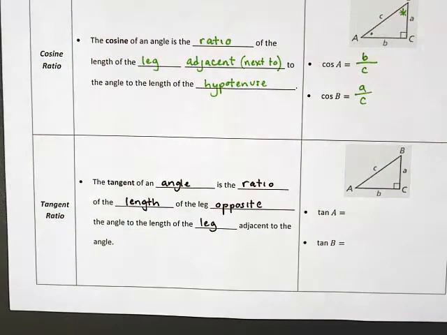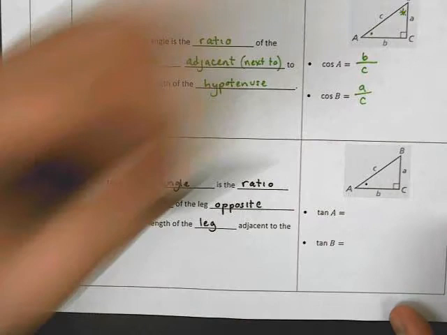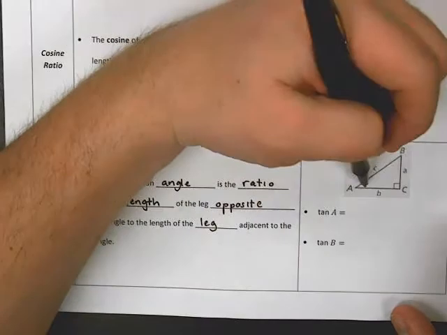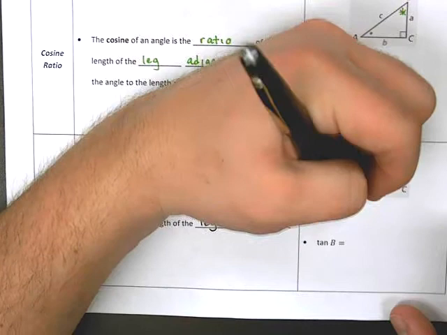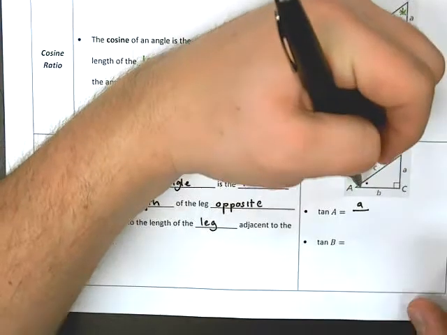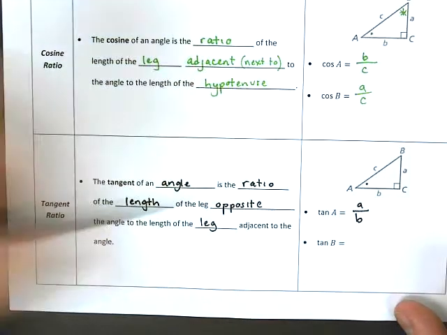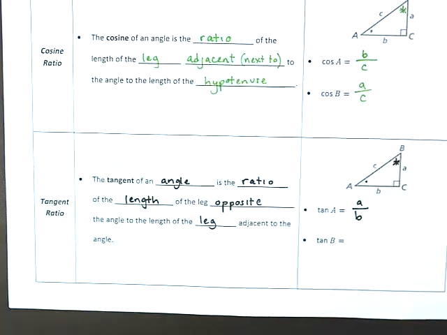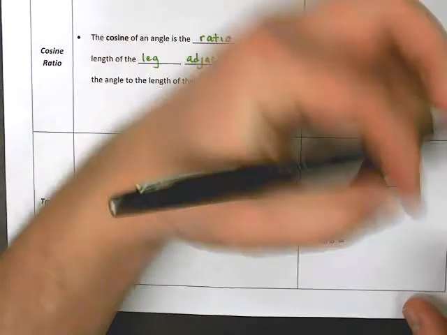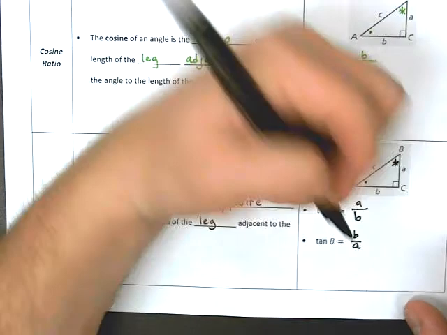When we're looking for the tangent of angle A here, we first need to find the leg opposite. Opposite, across from it, is A. Now for the leg adjacent, we have to make sure we pick the other leg, so not C, but B. And then for the tangent of angle B, the leg opposite of it will be B, and the leg adjacent, of course, will be A.